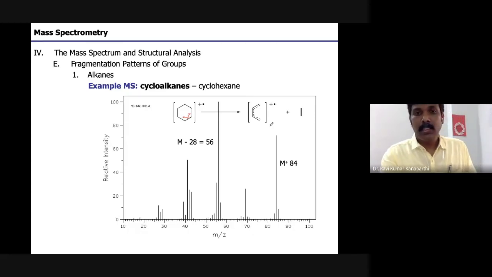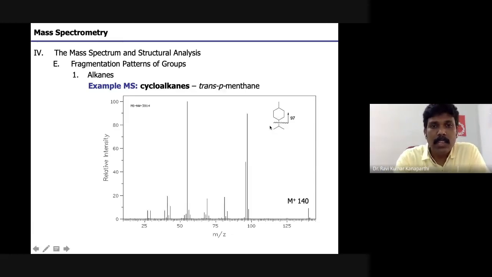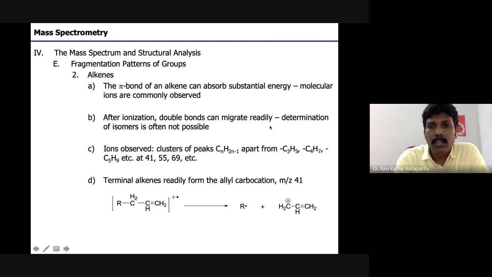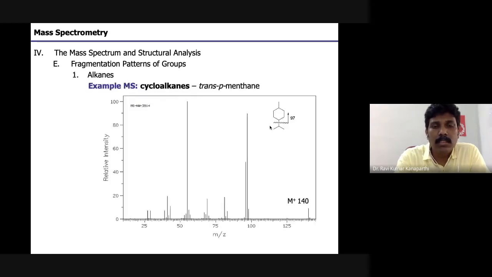Yeah, so with this I will stop here for today, and in the next class we will continue discussing the alkenes. Alkenes we will see next class onwards. I have one more example here before we close.